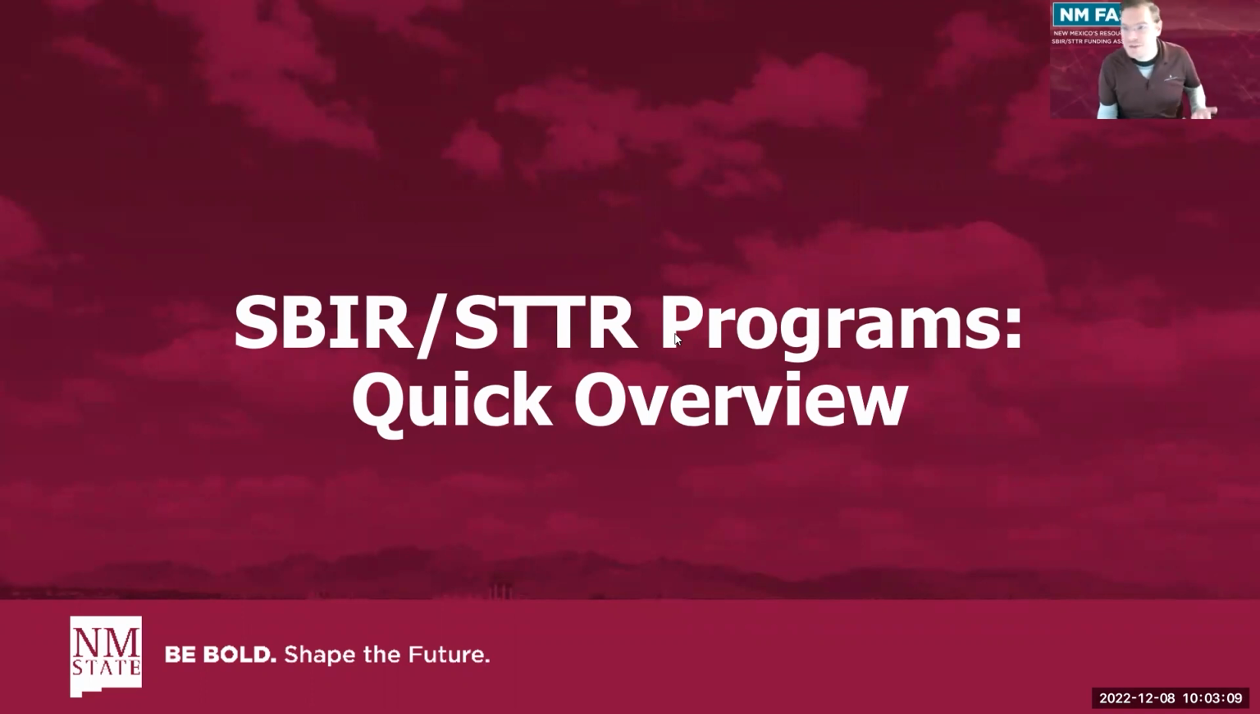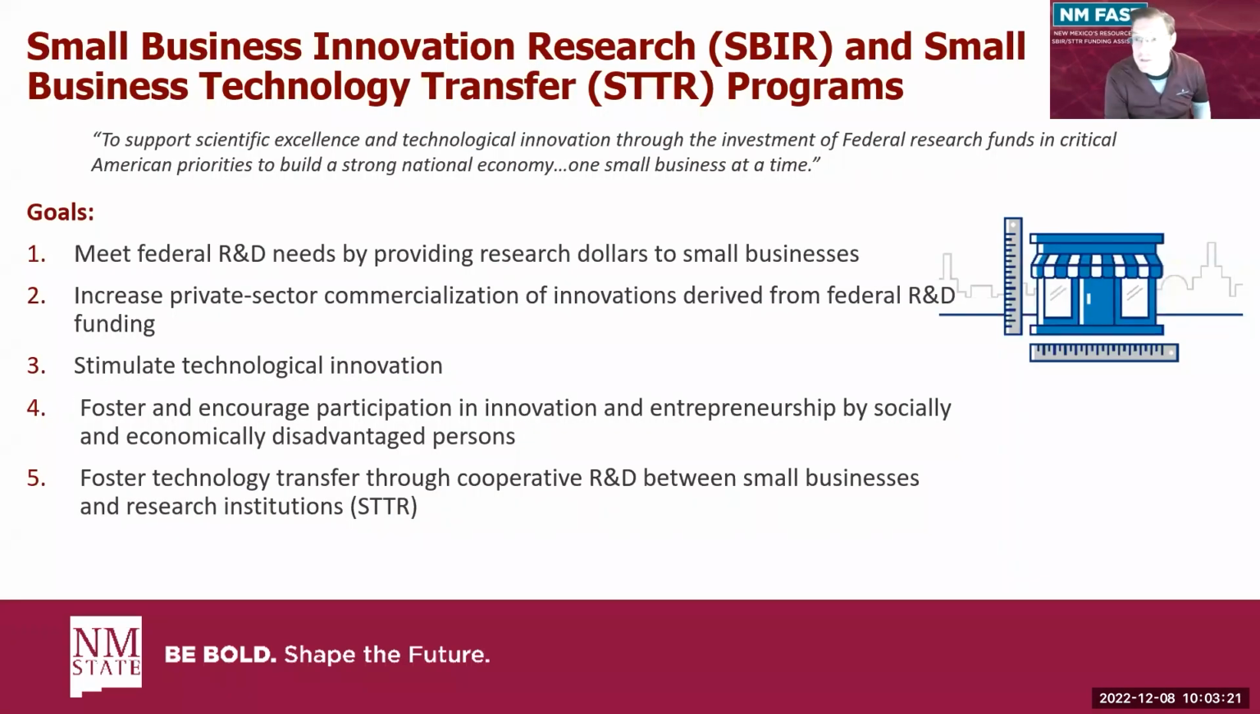So again, just to make sure that everybody's on the same page with the SBIR and STTR programs, a quick 3 to 4 minute high-level overview. SBIR stands for Small Business Innovation Research. STTR stands for Small Business Technology Transfer. These are federal funding opportunities for for-profit small businesses, which are less than 500 employees, that are primarily owned and managed by US citizens, and that are developing an innovative idea with commercial potential.